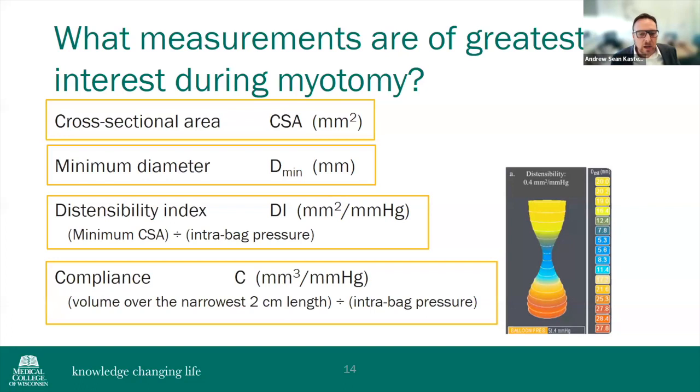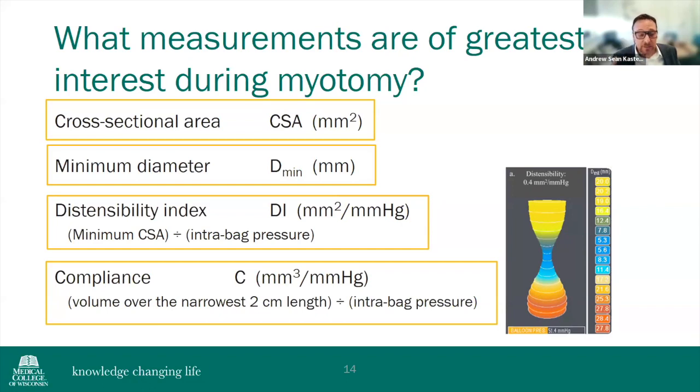What we're most interested in, and what's been studied so far mainly out of Mike's group, is cross-sectional area. That we get directly from a calculation based off of the resistance. From that, we can calculate the minimum diameter. And when we also measure pressure within that bag, we can get a distensibility index, which is your cross-sectional area divided by the pressure within the bag. That's really how the area opens. What's the opening like? Is it stiff or is it pretty compliant?